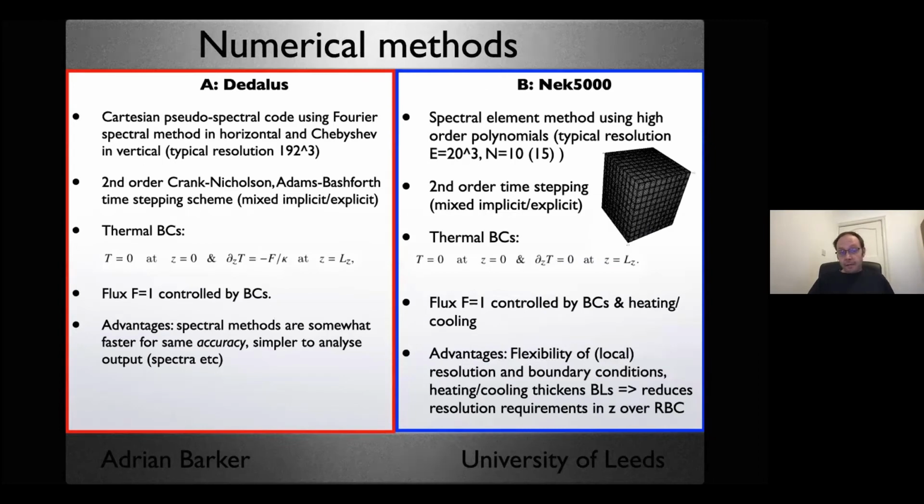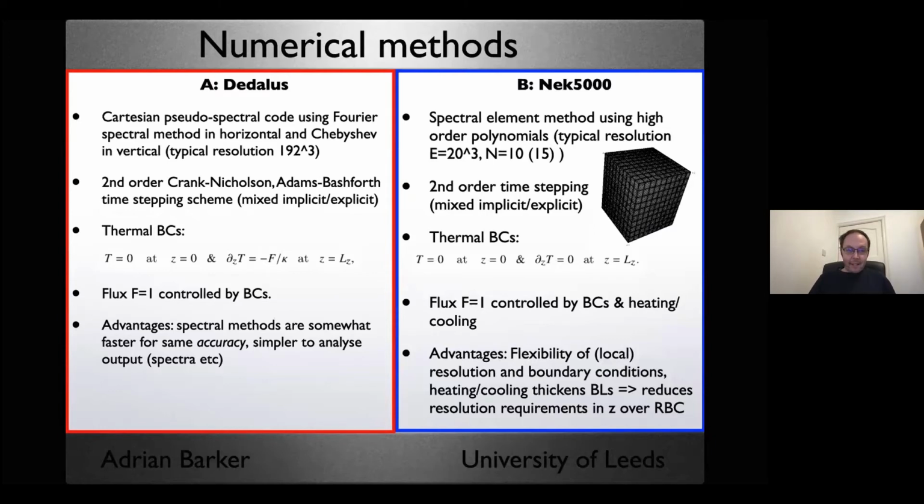So the numerical methods, as I've said, the Idealised code, which is a Cartesian pseudospectral code, is used for some of these simulations. This uses a Fourier spectral method in the horizontal and Chebyshev in the vertical. So the simulations using that code were done by Laura Currie, who I think is actually in the audience.